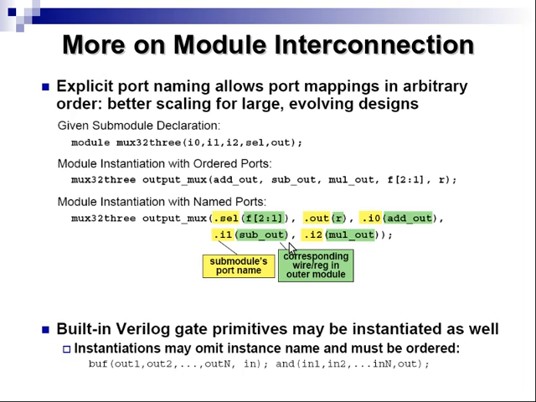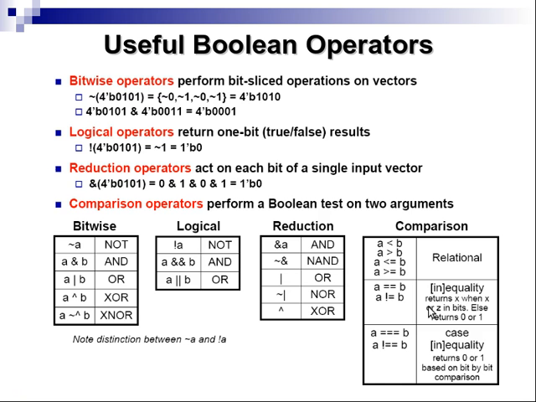Here actually you can switch the ordering of the ports if you want using this syntax, but you would not normally need to do that. These are the Boolean operators that you have. Here, these are familiar to you from other programming languages. These here might be new. This is not AND or XNOR.